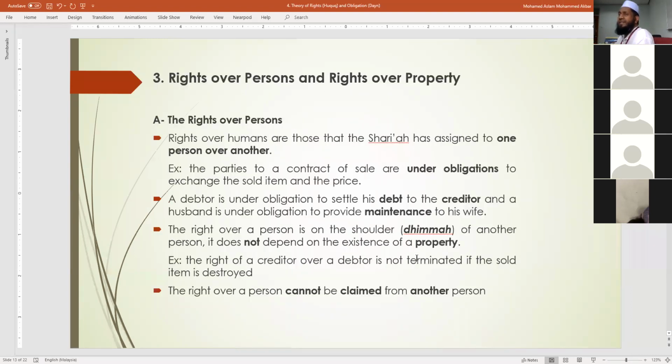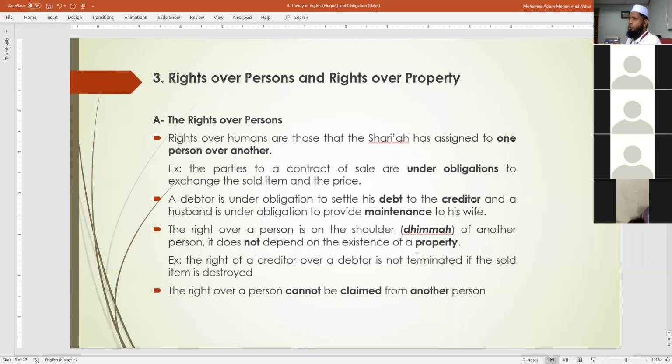Number three, we have rights over person and rights over property. So there are two things we are going to talk about. The first one is the rights over persons. These are the rights that the Sharia has assigned to one person over another. So see now, again, the same example can come again. As I told you about classification, the example of the clothes that you actually use, you can categorize it according to your need. So now we are categorizing in here. Some examples can come in so many other classifications, right?